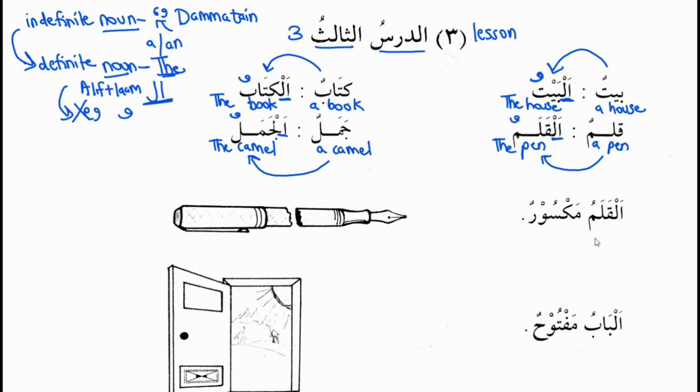Now let's move on to the sentence here. Over here it is written al qalamu maksurun. Now al qalamu is a definite noun. It is talking about a specific pen. Al qalamu means the pen. Maksurun means broken. So this is a new word to learn. Al-qalamu maksurun. Maksurun means broken.